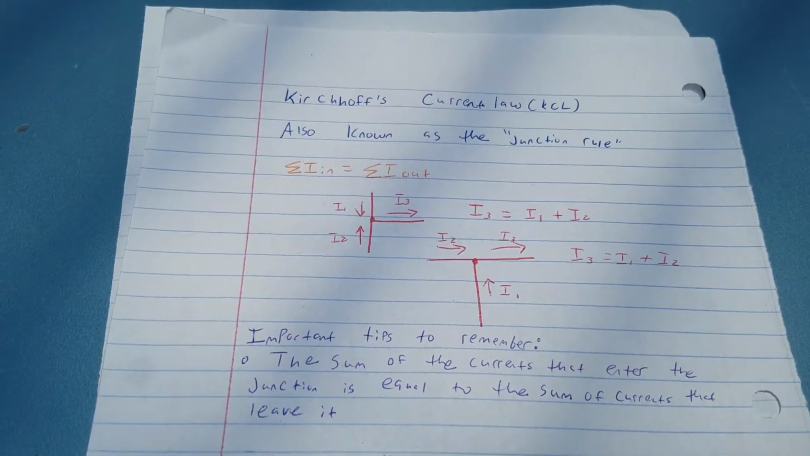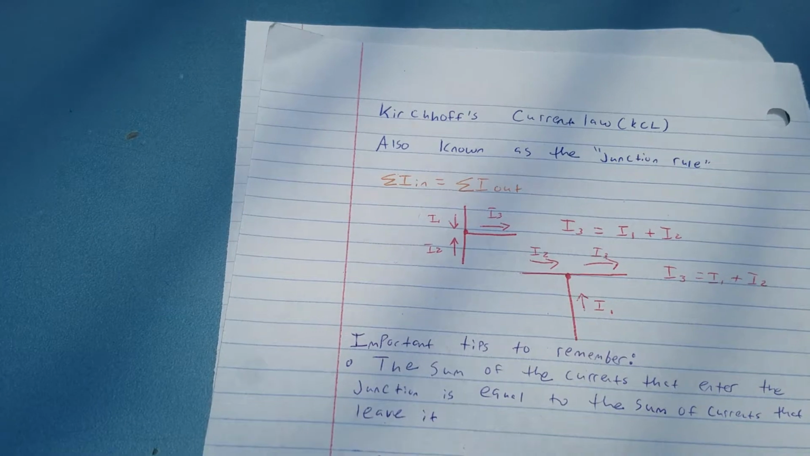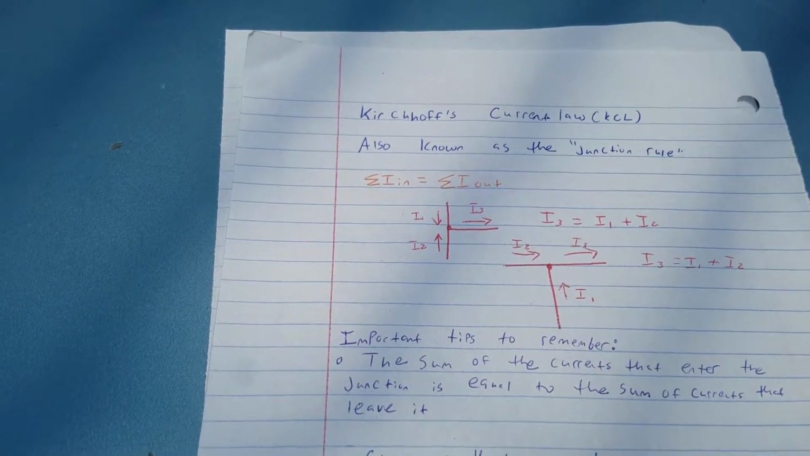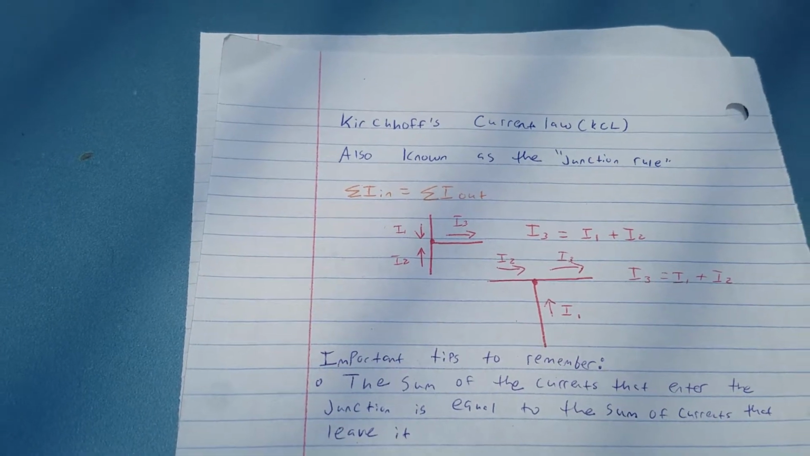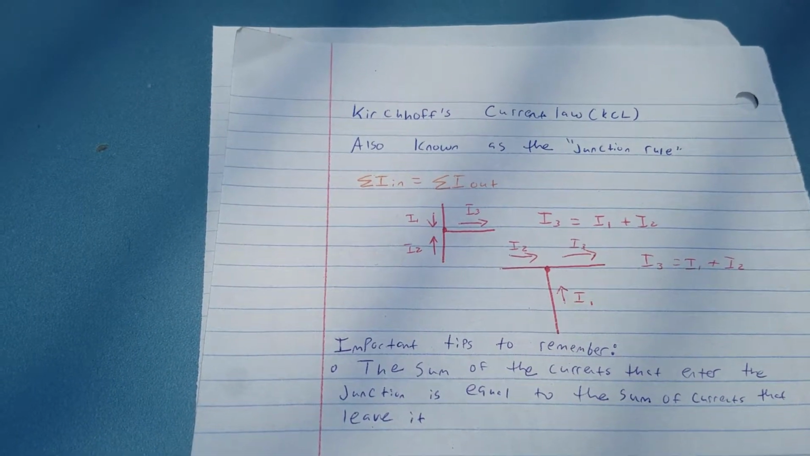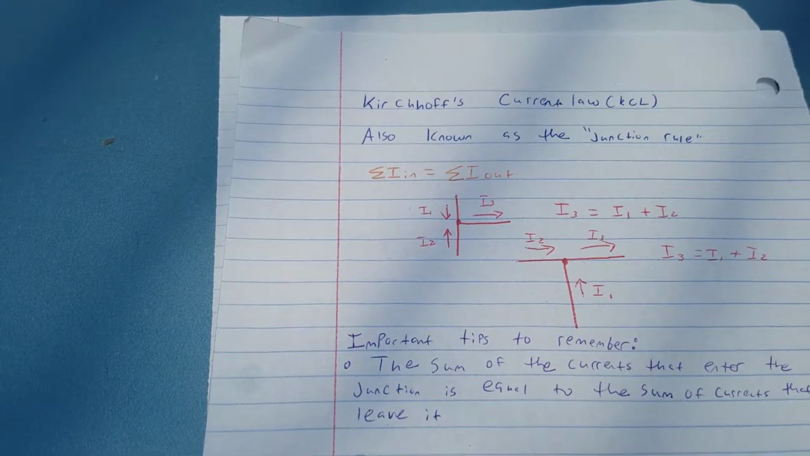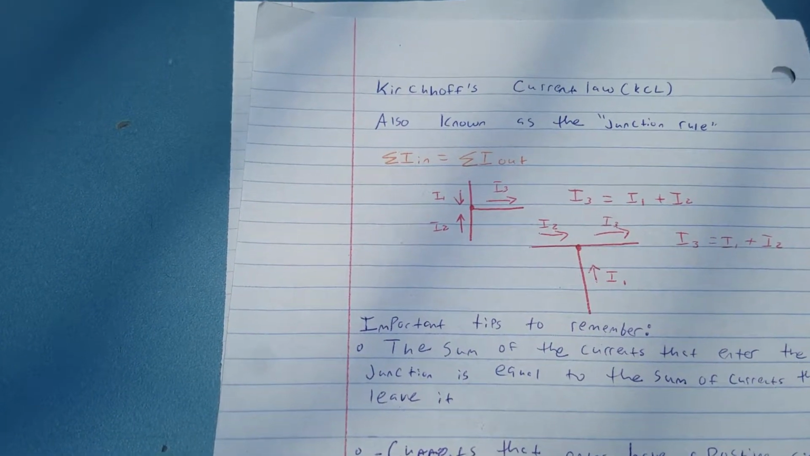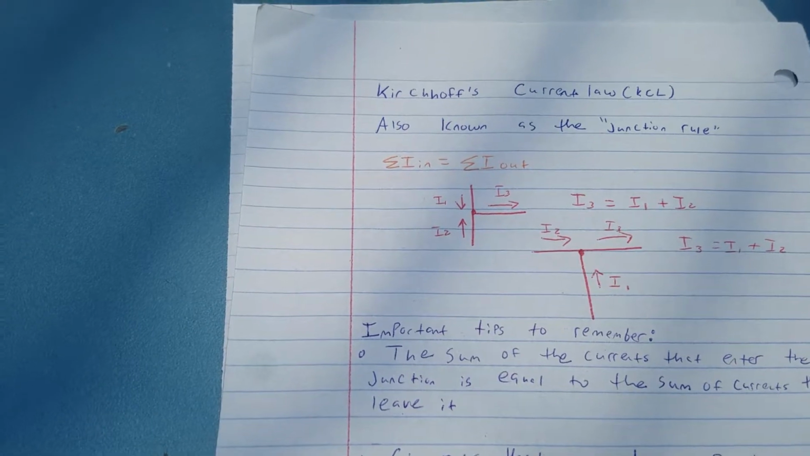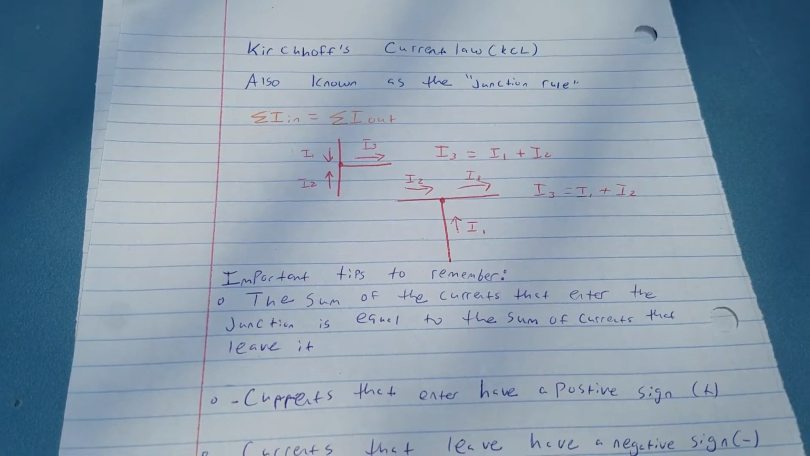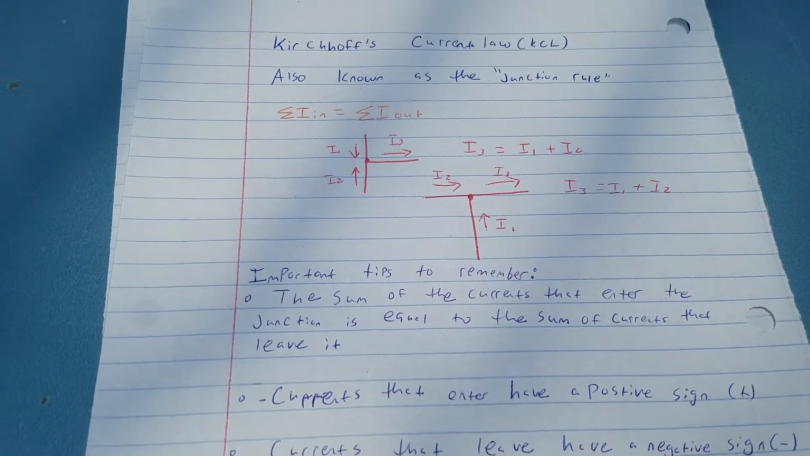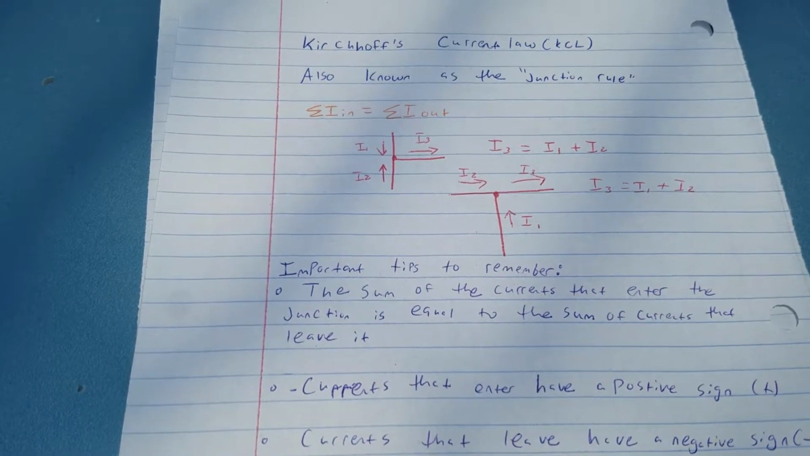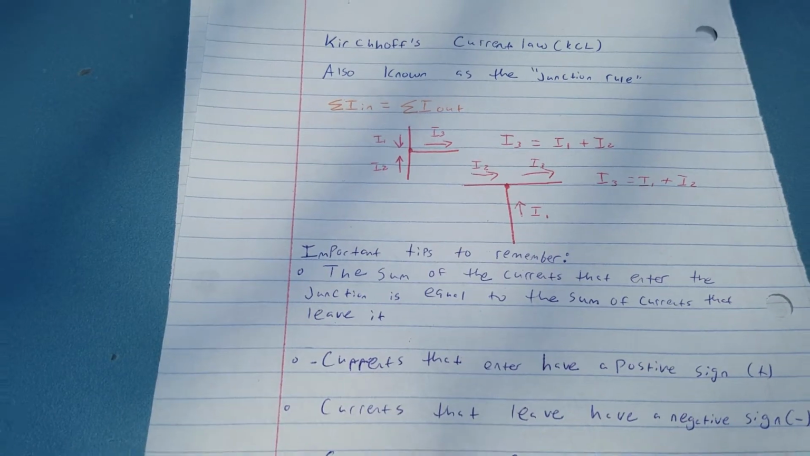The first law we will be talking about is Kirchhoff's current law, also known as KCL, or the junction rule. What is important about this law is that any currents that enter must be equal to the currents that leave. So for example, for this first problem, we have I1 and I2 going in, and I3 is coming out. So I1 plus I2 is equal to I3. And for the second problem, we have I1 and I2 entering and I3 is leaving. So I1 plus I2 is equal to I3.